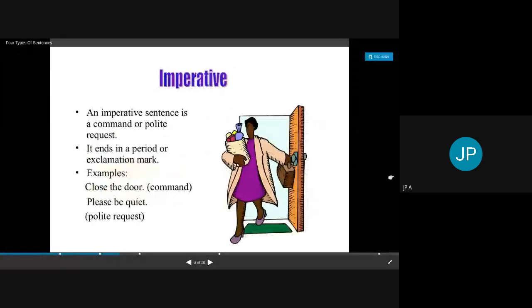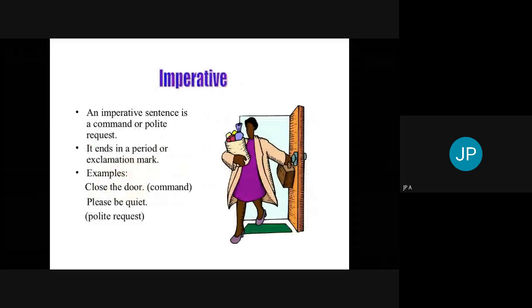The next kind of sentence is an imperative sentence. Imperative sentence, as you can see from the screen, is a command or a polite request.